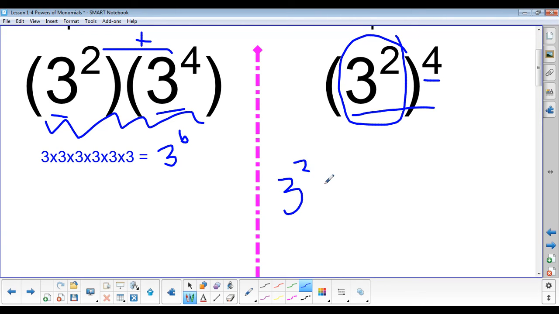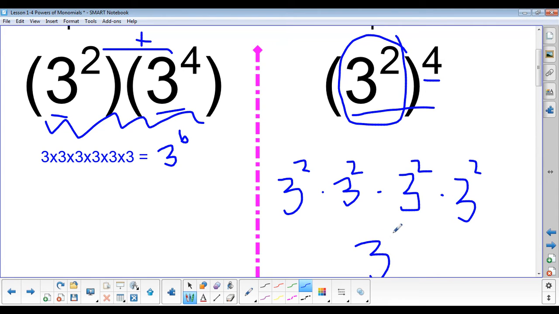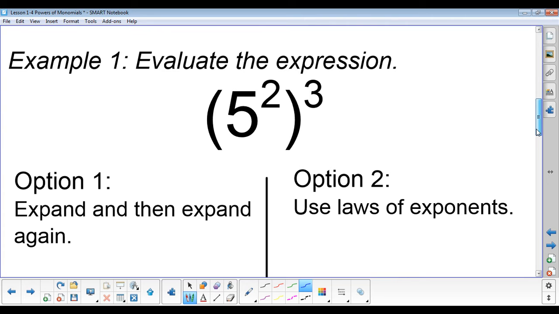So we would have 3 to the 2nd power 4 times. And notice I'm multiplying that because that's what exponents tell us to do. And that leaves me with 2 3s here, 2 3s here, 2 3s here, and 2 3s here, or 3 to the 8th power. Now, I want you to be keeping that in mind. What's the relationship between 2 and 4? Oh, 2 times 4 is 8.